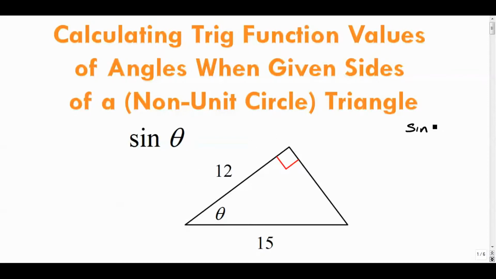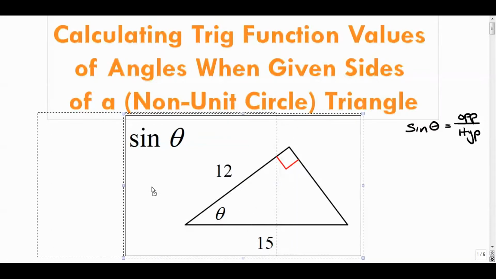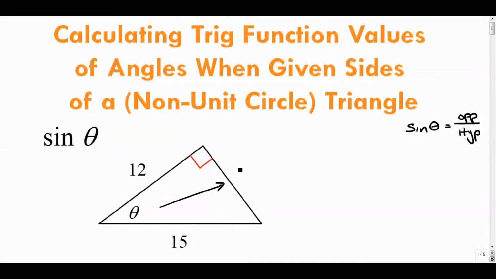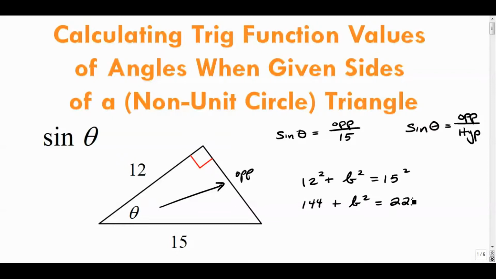So we'll remember that the sine of an angle is opposite over hypotenuse. In this case, the opposite side is not immediately known. The hypotenuse is 15, so the sine of theta is equal to some unknown opposite side divided by 15. And we just need to find that opposite side.